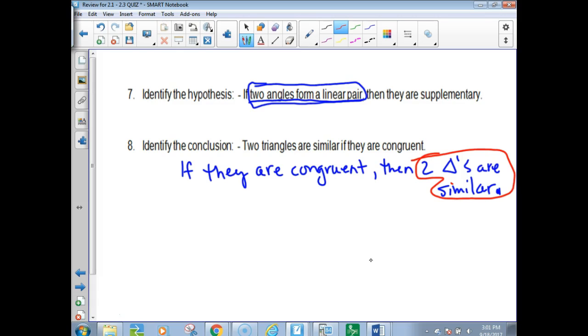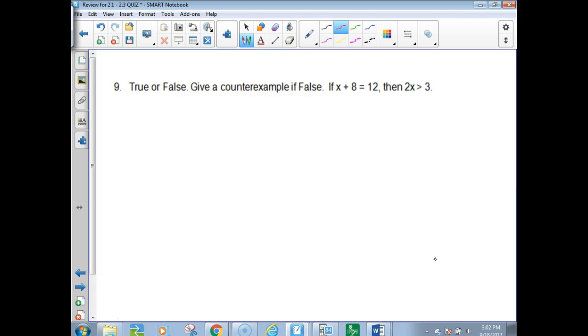I said no. Olivia. You would have to flip it because of where they have the if in here. They gave you the if part. So that would be my hypothesis on this one. And the conclusion would be that they're similar. Does that make sense now? And it's only because they said it, if they are congruent, so I've got to put that first. Okay? What you would have written then would have been the converse. All right?